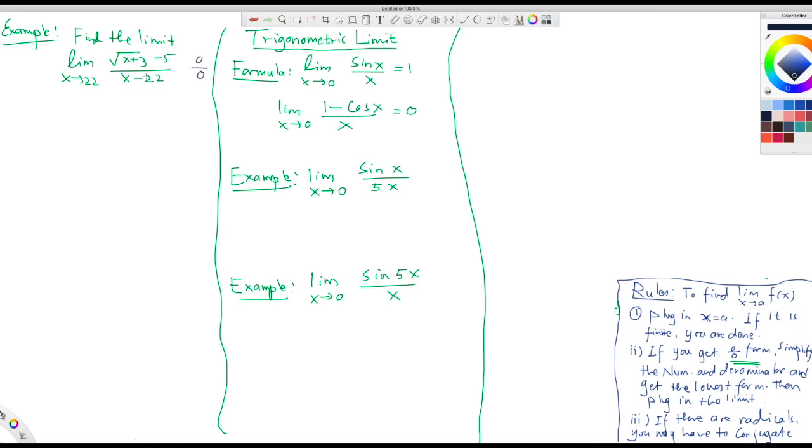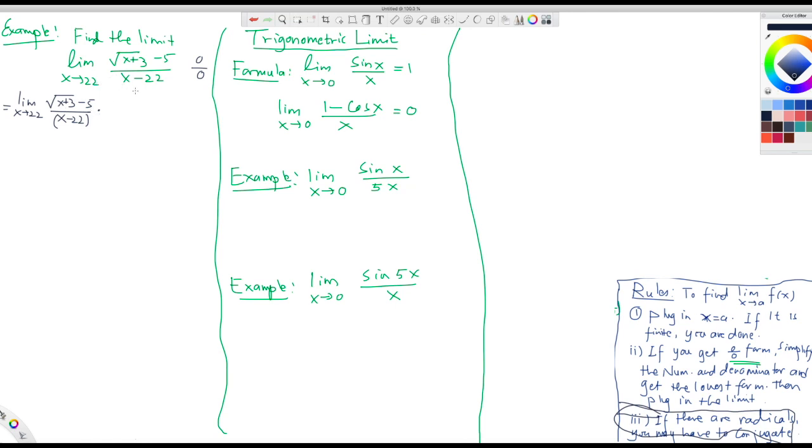What you do now, try to simplify and get the lowest form, but it is hard to get the factors on the top and bottom as in the previous example, right? Since there is a root, as the last rule suggested, you multiply by the conjugate. So write down the limit x tends to 22 of root x plus 3 minus 5 divided by x minus 22, times the conjugate of the numerator or denominator.